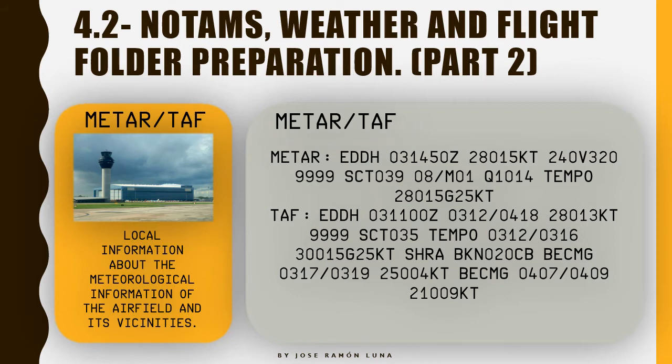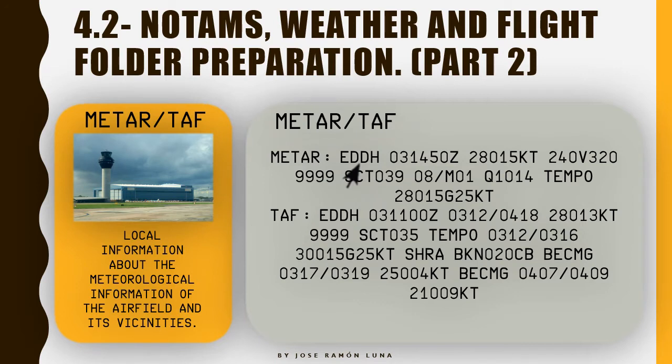Now, let's take a look at the information shown on the screen. Echo Delta Delta Hotel. This is a METAR for Hamburg. This is an aerodrome in the north of Germany. And this code basically tells us where the information is coming from. The METAR, as we said before, is meteorological reports. So it's basically telling you the information on the prevailing conditions.